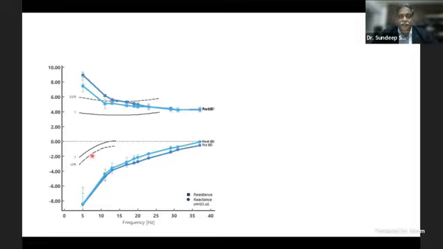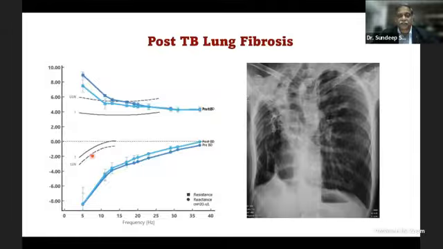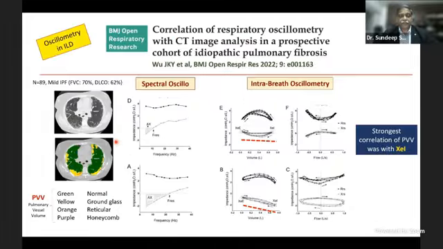So what is your diagnosis? Let me show you a chest X-ray for that. So post-TB lung disease. This is classical COPD in a patient with post-TB lung fibrosis. Classical, I think you couldn't get a better oscillometry value than this. Interstitial lung disease is a very important new clinical application for oscillometry.